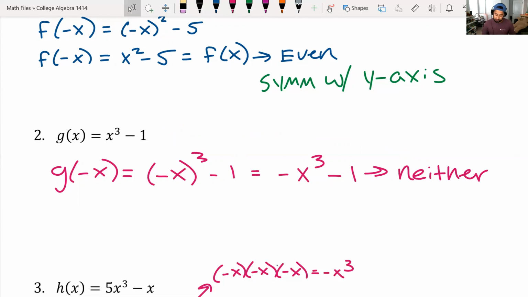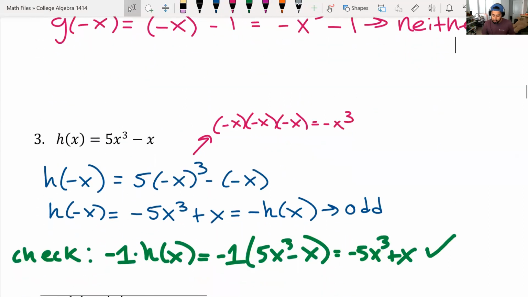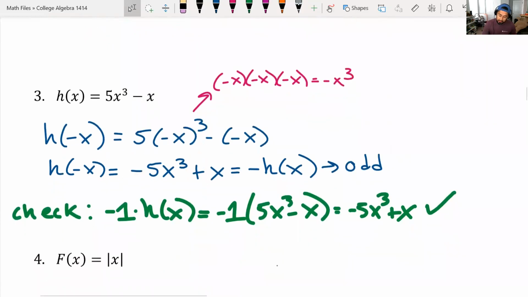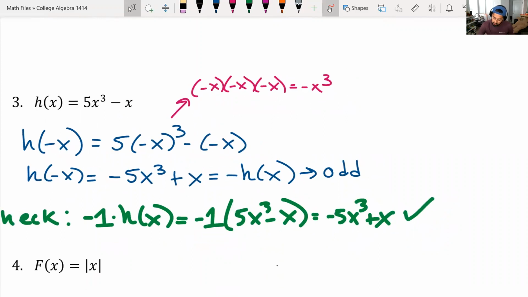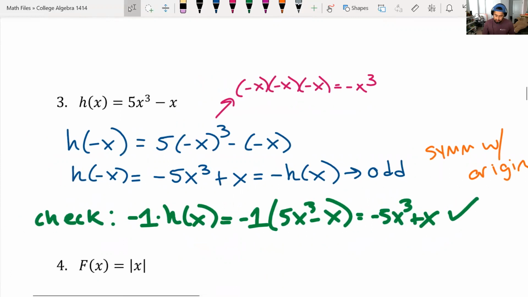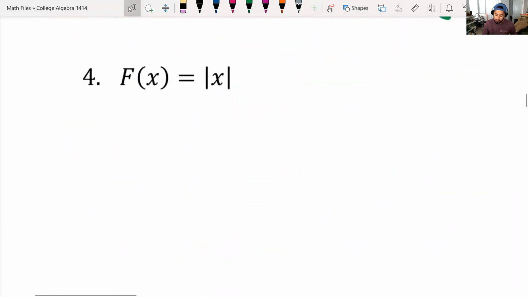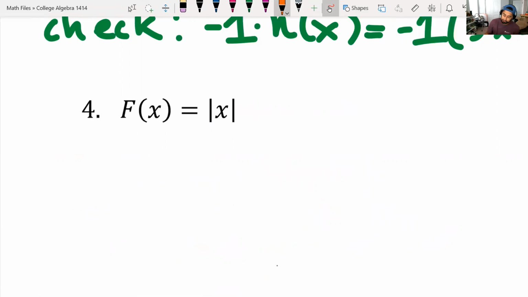Moving on. We did this one already. It was odd, which means it is symmetric with the origin. Okay. And moving on. 4. All right.